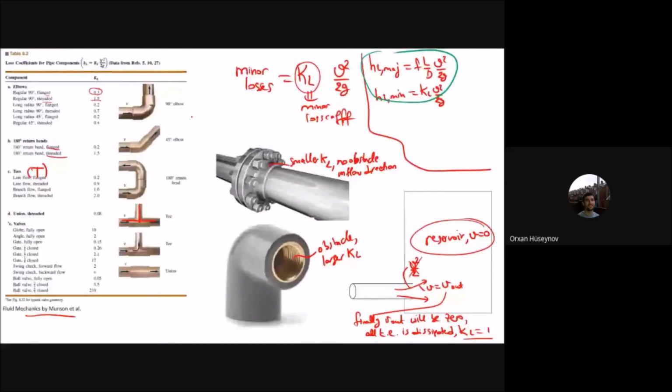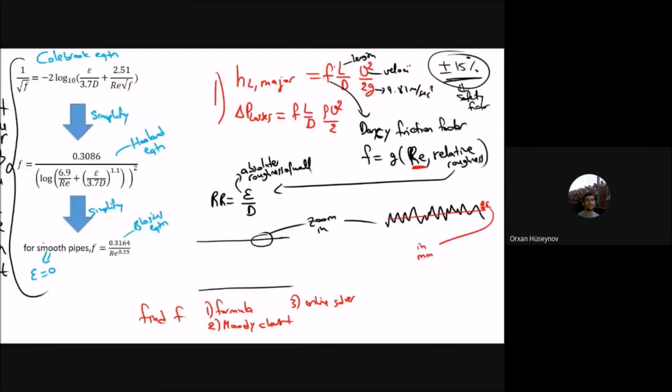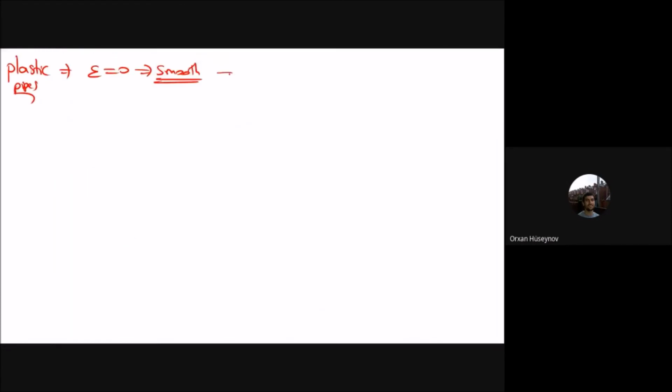For plastic pipes, epsilon is 0. Therefore, it is taken as smooth. Epsilon is 0, and therefore the problem here is smooth. For the smooth equations, you can see that epsilon is 0. I can use the Blasius equation, which says that f is 0.3164 divided by the Reynolds number to the power of 0.25.